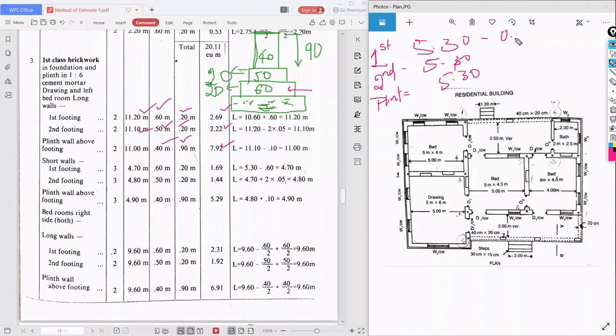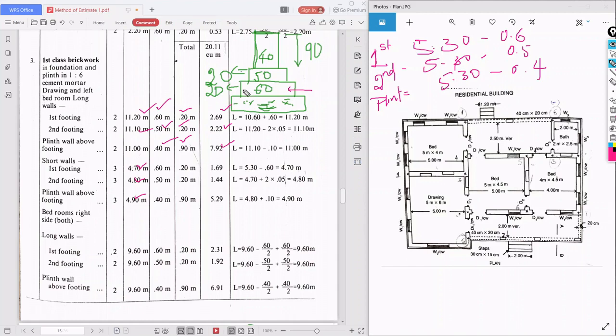Instead of writing 0.6 by 2 minus 0.6 by 2 two times, I will write only 0.6, minus 0.5, minus 0.4. For the short walls we have to subtract, right, as per the rules. So 0.6 by 2 and 0.6 by 2 subtracted, we will get 4.70. Next, minus 0.5, 4.80. Next, minus 0.4, that is 4.90.